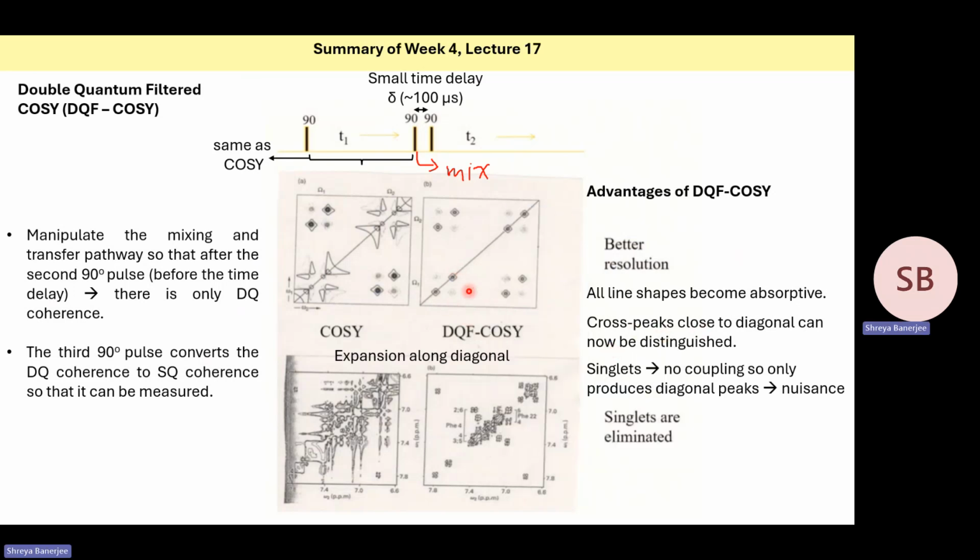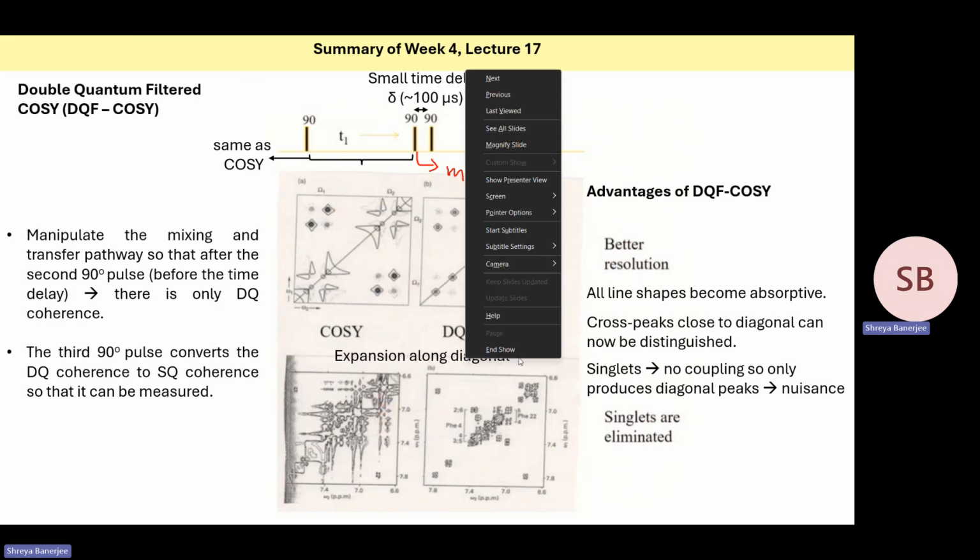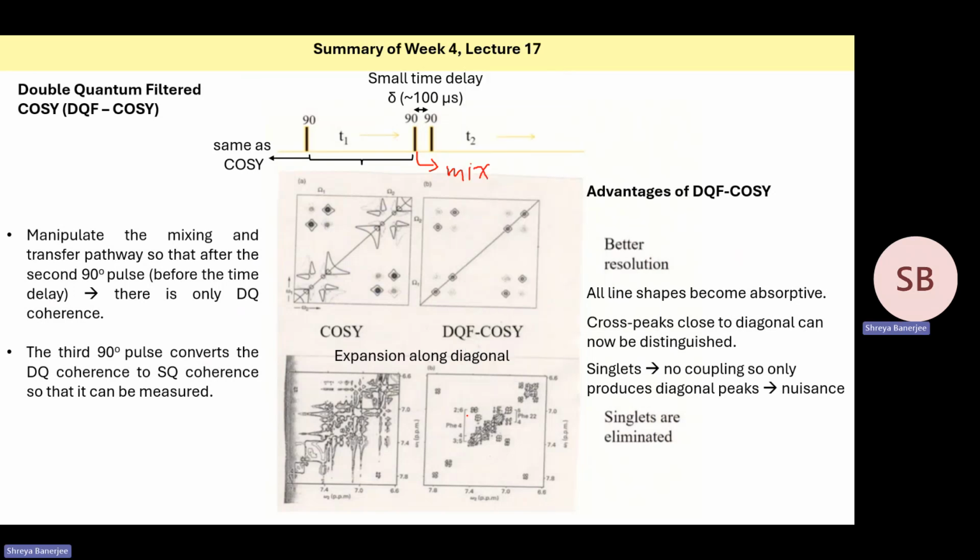So what is the advantage of this? What they have done is that along the diagonal, they have expanded this portion, and similarly, they have expanded this portion. Suppose there are some cross peaks along the diagonal. After expanding, you can see that this is a cross peak.